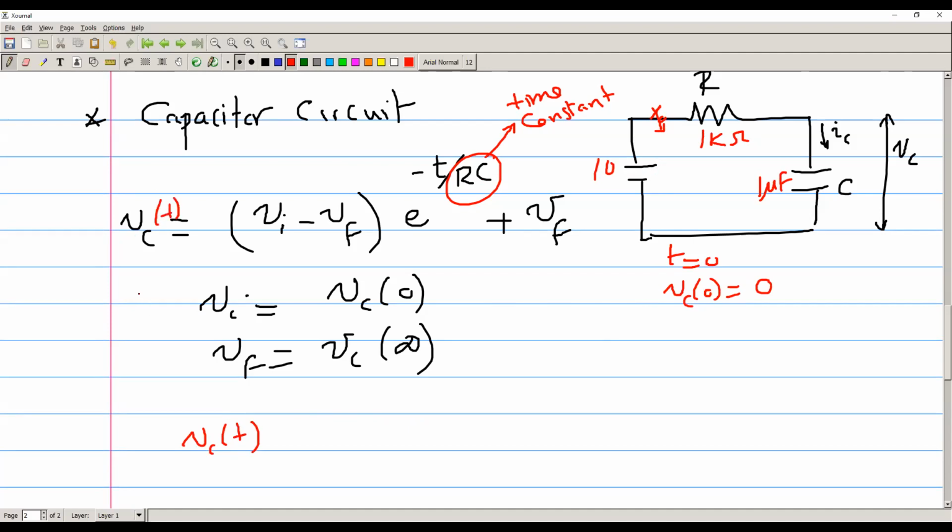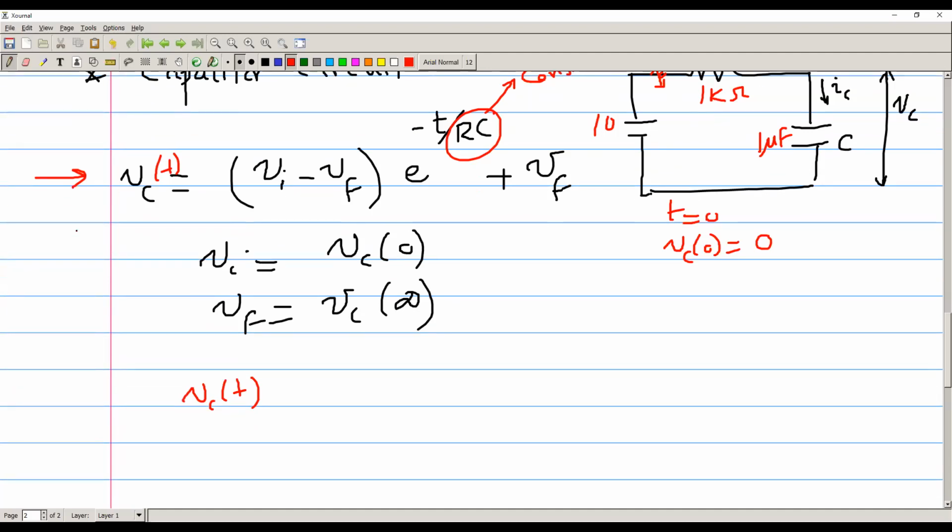Have you seen this equation before, by the way? Yes. Where? In circuits. Okay, so let's use it to compute the voltage here. You can use it for the voltage or the current or whatever. If you have a particular parameter, V or I, you plug in the corresponding values.